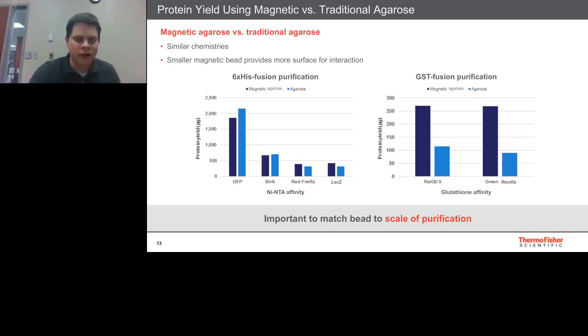We purified a variety of HIS-tagged and GST fusion proteins with the same volume of magnetic agarose beads and agarose resin. For the HIS-tag purification, Thermo Scientific Pierce nickel NTA magnetic agarose beads perform comparably to an agarose resin in regards to yield. Whereas with the magnetic agarose beads, you actually outperform glutathione agarose resin at this scale, possibly due to increased surface area and better capture at low protein concentrations.